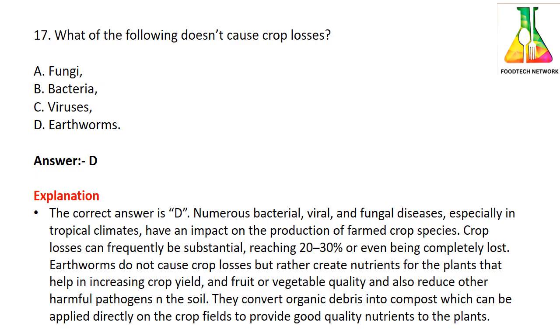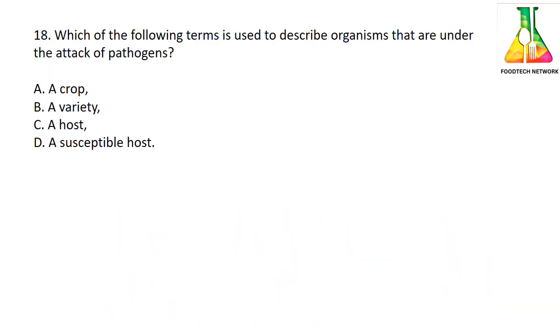Earthworms do not cause crop losses but rather create nutrients for the plant that help in increasing the crop yield and fruit and vegetable quality, and also reduce other harmful pathogens in the soil. They convert the organic debris into compost, which can be applied directly on the crop field to provide good quality nutrients to the plants.